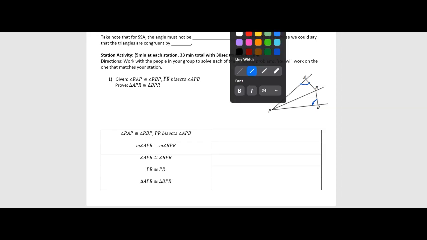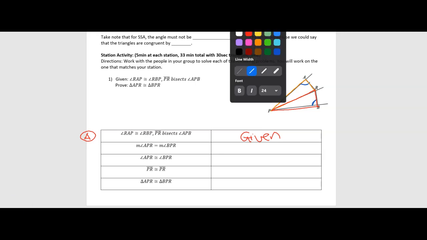All right, so it says angle RAP is congruent to angle RBP. These are not marked, and I don't know that these are right angles even though they look like it, so I'm just going to keep them as single arcs. And it says that segment PR bisects angle APB. Okay. We need to prove that triangle APR, we'll do that in orange, is congruent to triangle BPR. All right. So that first statement is our given. And I know one set of angles being congruent, so little a.